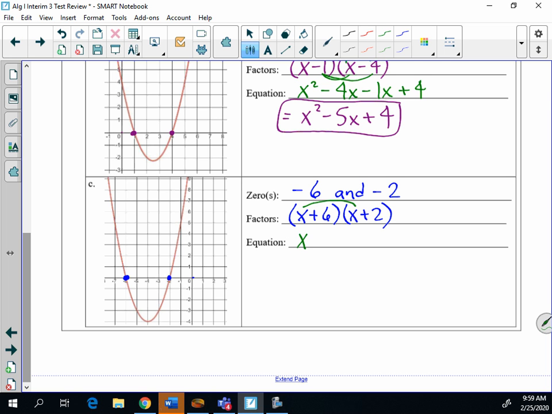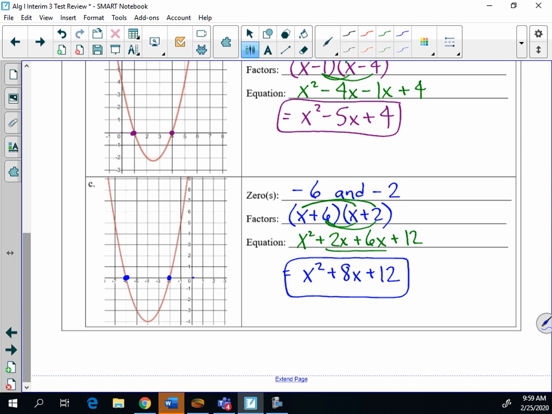X times x is x squared. X times 2 is 2x. 6 times x, 6x. 6 times 2 is 12. These two can go together, and our result is x squared plus 8x plus 12. And again, graph it in Desmos. Make sure it matches. If it doesn't, maybe you forgot to do your sign change up here or something like that. That concludes page 2 of your test review.